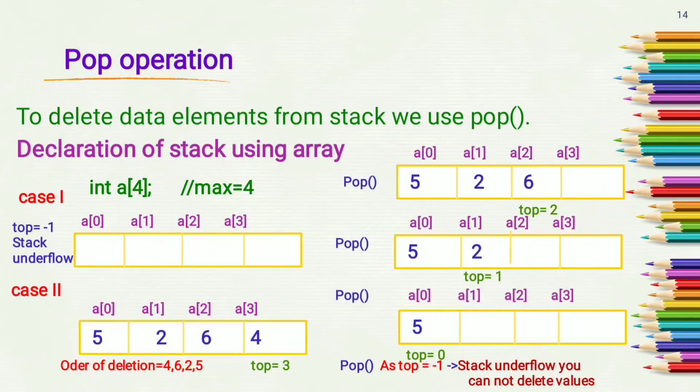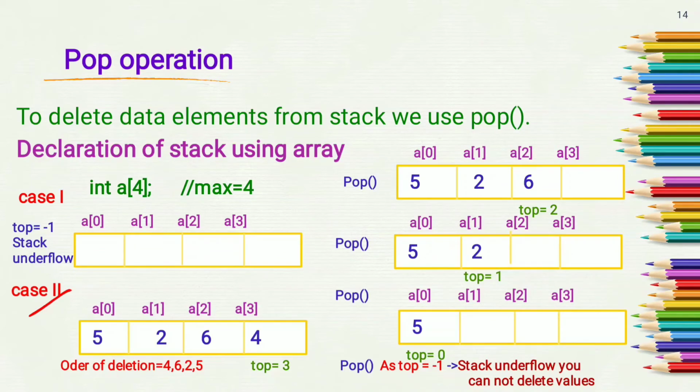Next is the pop operation. To delete data elements from the stack, we have to use the pop function. Suppose we have a stack or array of size 4. Here the value of max equals 4. Case 1: suppose we have an empty stack. That means the value of top equals -1. So when performing the pop operation, first we have to check whether elements are there in the stack or not. If the stack is empty, then we have to print stack underflow, and we cannot perform the pop operation over an empty stack. So in case 1, we have an empty stack, so we print stack underflow.